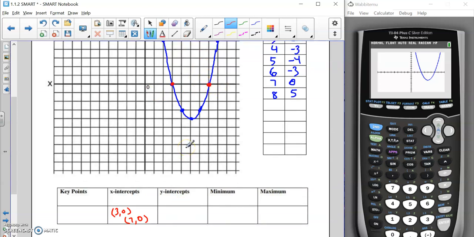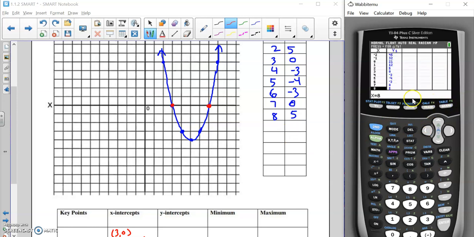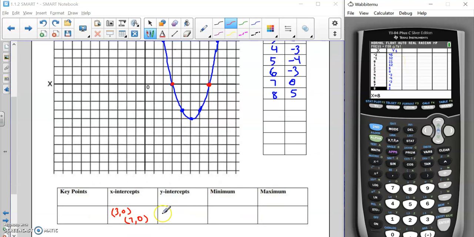And then for y-intercepts, in our calculator we can go back to the table, and remember from the last graph we said that y-intercepts are the points where x equals 0. So if you go to the x column and find where x is 0, you'll see that the y value is 21 at that point. So that tells us that our y-intercept is 0, 21. So you won't always be able to see it on your graph and your paper, but your calculator can always find it.